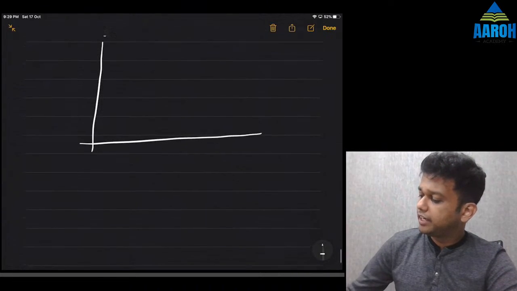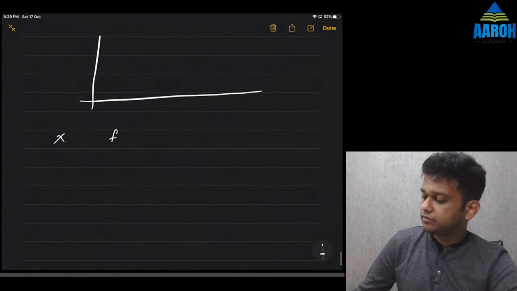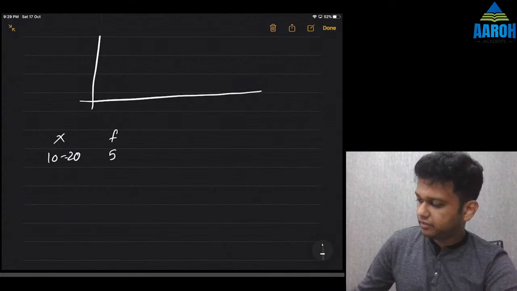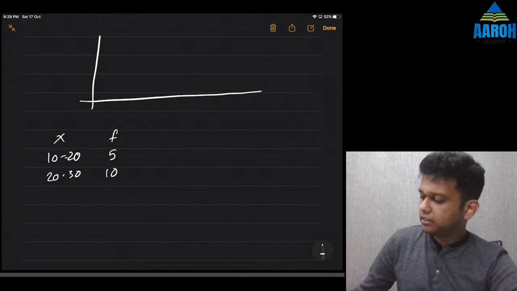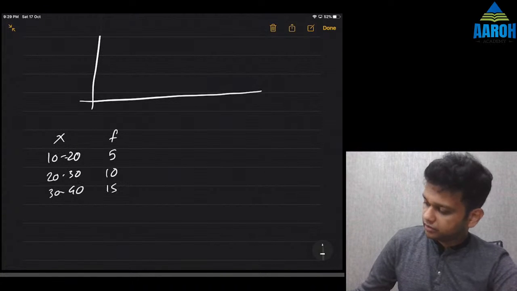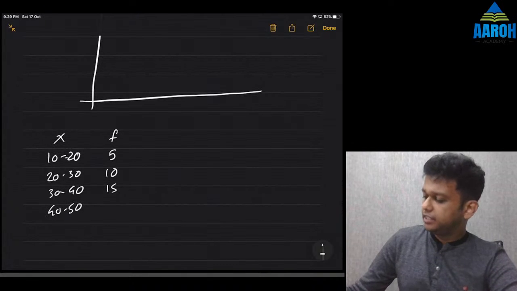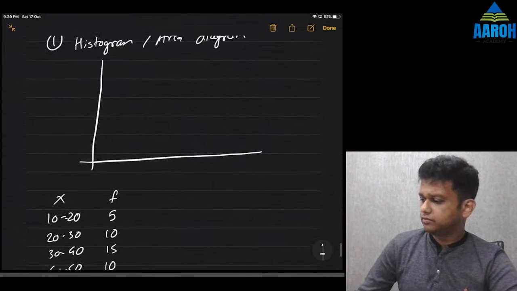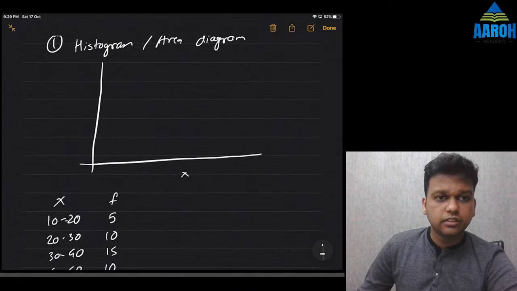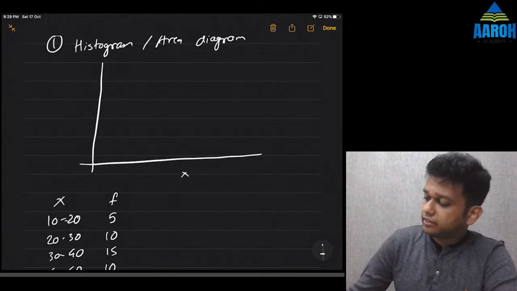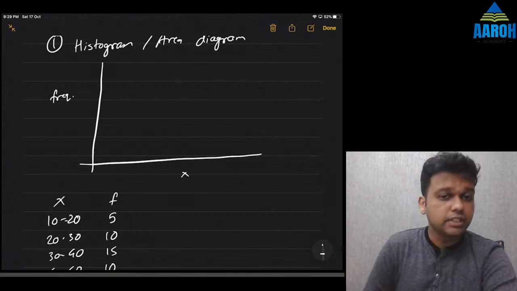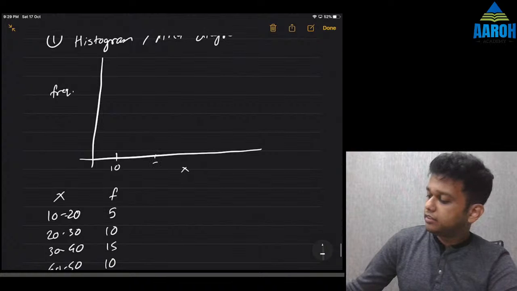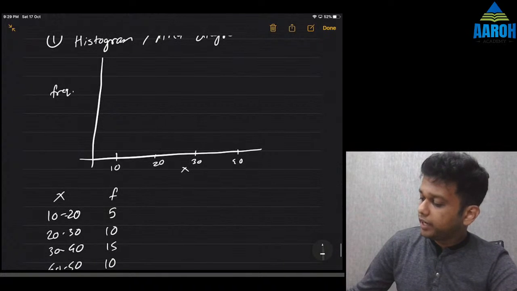Like for example, if we have data like this, classes and frequency: 10 to 20, frequency is maybe 5; 20 to 30, frequency is 10; 30 to 40, frequency is 15; and 40 to 50, frequency is 10. So in a histogram, what we do is, we plot classes on X here. We generally don't plot frequency here. If we plot frequency, what will happen? Let's see first. 10, 20, 30, 40. 10 to 20 frequency is 5.